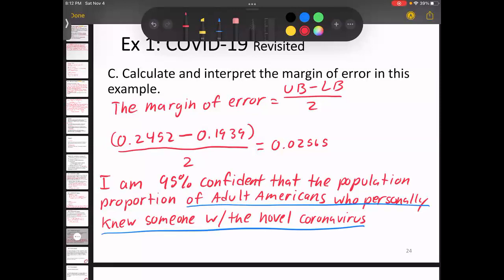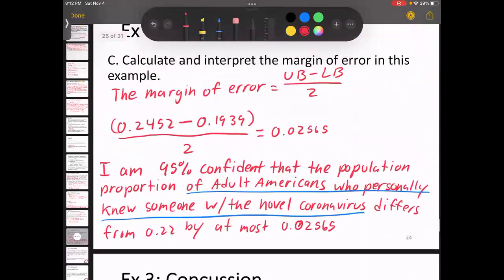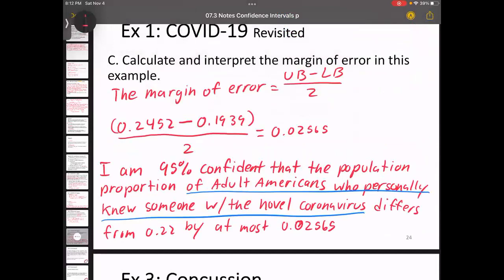So that value, that population proportion, differs from our point estimate, 0.22, by at most, the most it's going to be different from is the margin of error, 0.02565. Okay. So there's that, write that down, pause the video. That's the beauty of these things. You can go at your own pace.